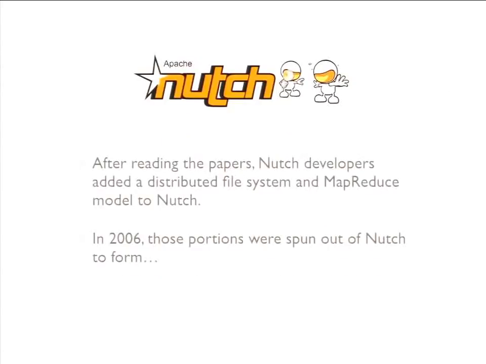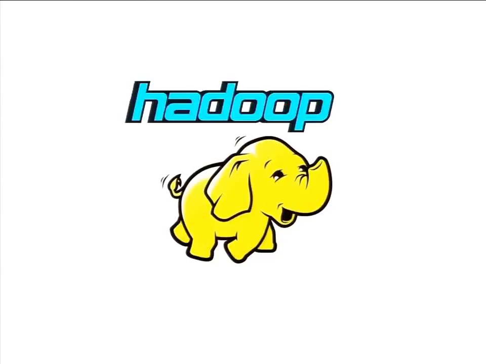The Apache Nutch guys looked at this and said, all right, this is kind of what we've been going for. So they implemented that in Apache Nutch. And then in 2006, those portions were spun out to form Hadoop, the yellow elephant that many of us know and love.